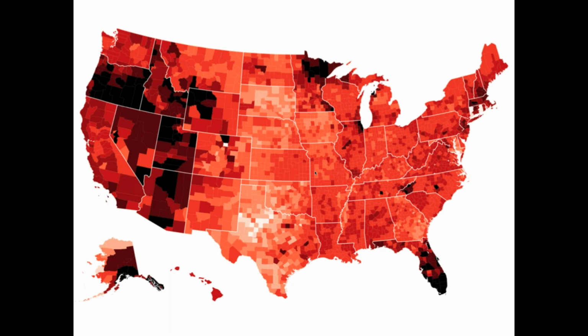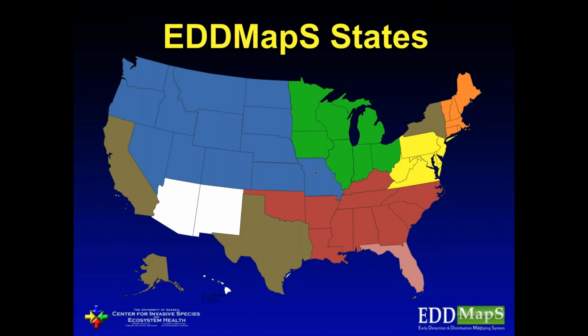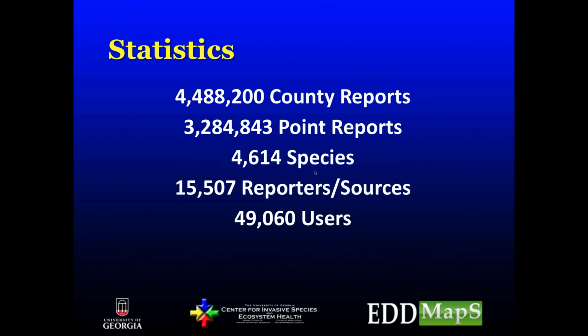And so the scope of EDDMapS has grown over time. We started looking at, where's the data coming from, and kind of a concentration of different parts of the country. EDDMapS really broke up into these different regional groups, with the EDDMapS Midwest and Great Lakes Early Detection Network being the focus of the area that Minnesota is in.